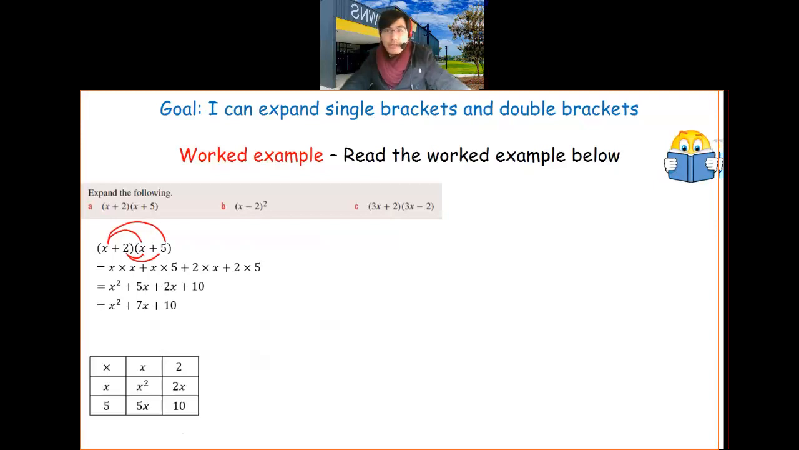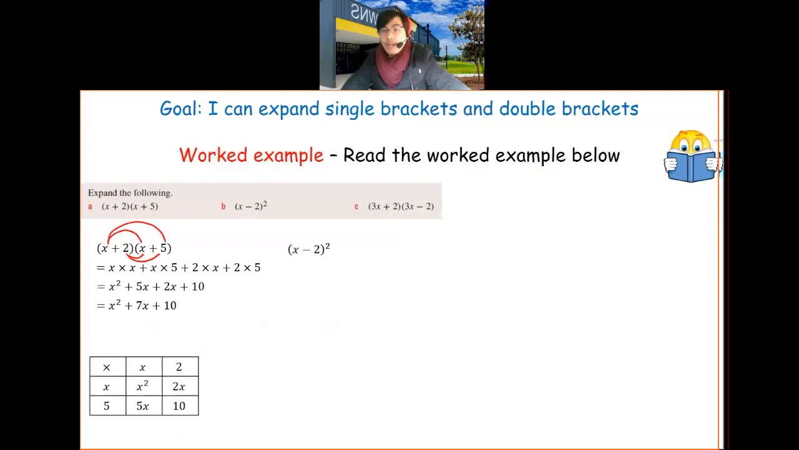Again, you can also use the grid method. So put the x in here, put the 2 in here, put the x and the 5 in these slots here, then multiply the terms as pairs, okay? So x times x is x squared, 2 times x is 2x, x times 5 is 5x, and 2 times 5 is 10. All right, and then you can see that it's going to give us the same thing as the FOIL method.